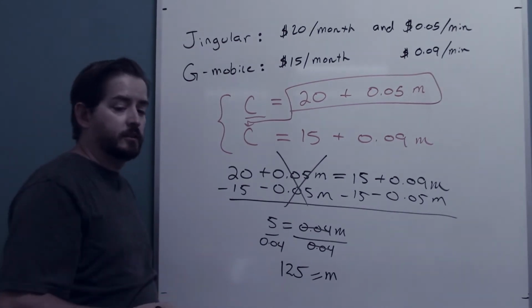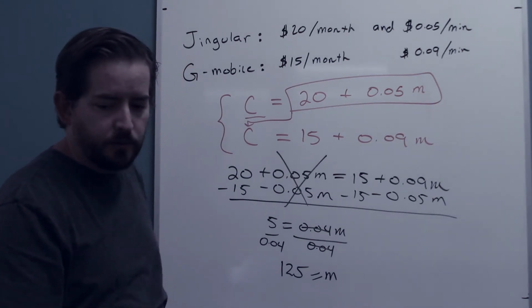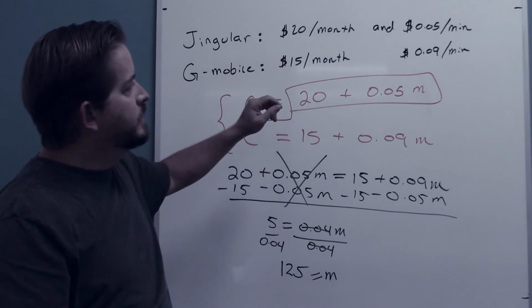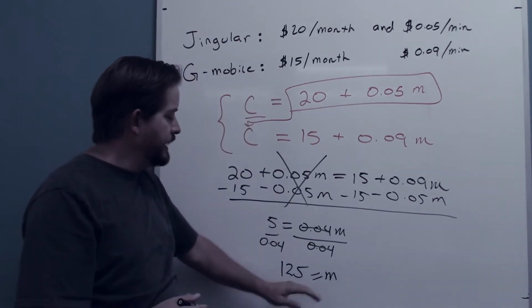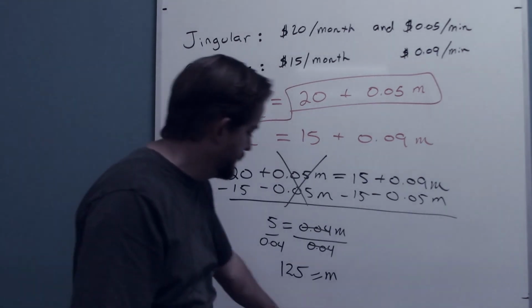And that's the question. I may not have iterated this very well, but the question was how many minutes of talk time per month would these two plans be the same? That happens at 125. Good.